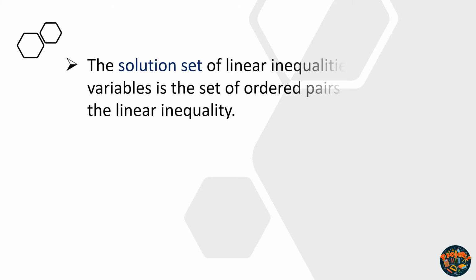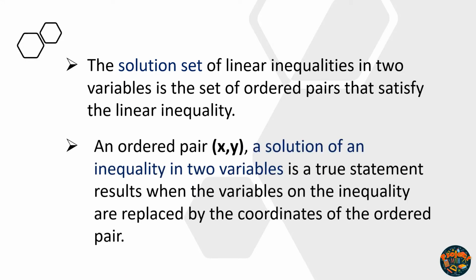Like linear equations, linear inequalities in two variables also have a solution set. The solution set of linear inequalities in two variables is the set of ordered pairs that satisfy the linear inequality, meaning that an ordered pair (x, y) is a solution of an inequality in two variables. It is a true statement that results when the variables in the inequality are replaced or substituted by the coordinates of the ordered pair.